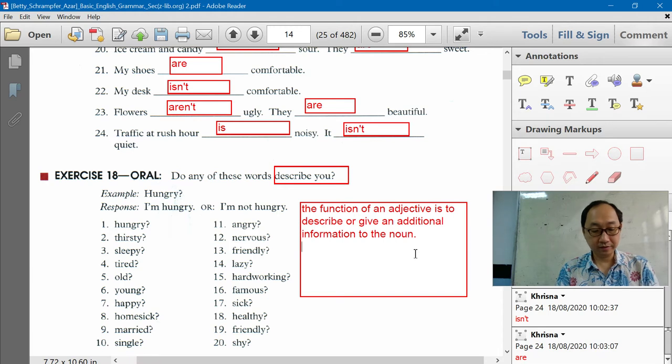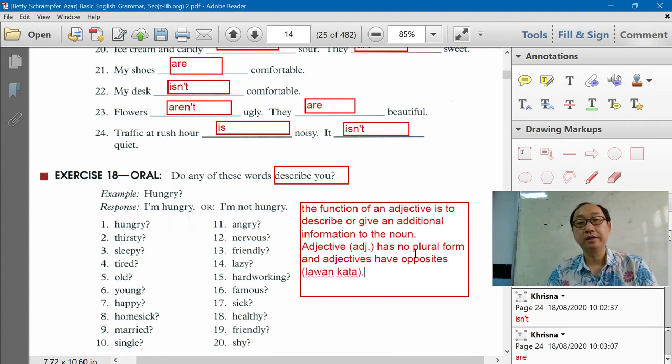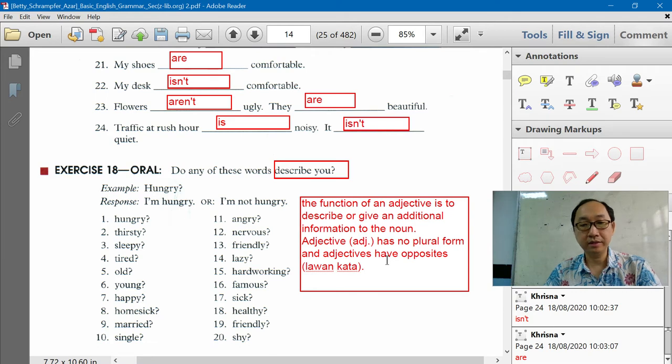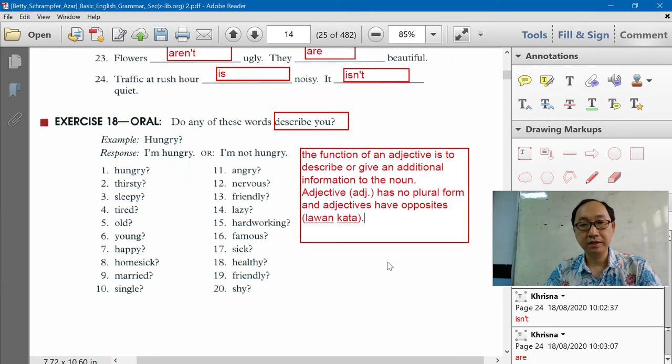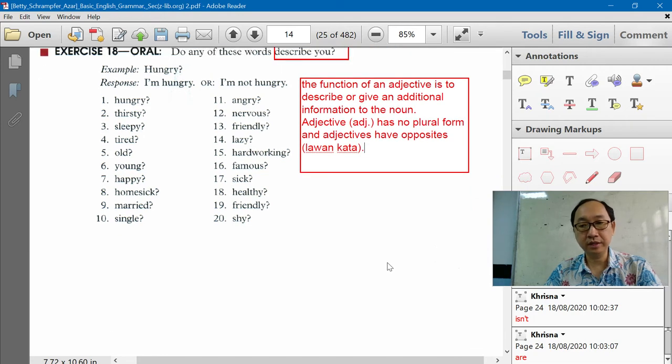Then, adjectives have no plural form. Jadi dia nggak punya plural form. And most adjectives have opposites. Yeah, they have opposites. Mereka punya lawan kata. Okay, so this is my explanation about adjectives. I hope that you understand and get the benefit of watching and listening to this video. And let's continue.